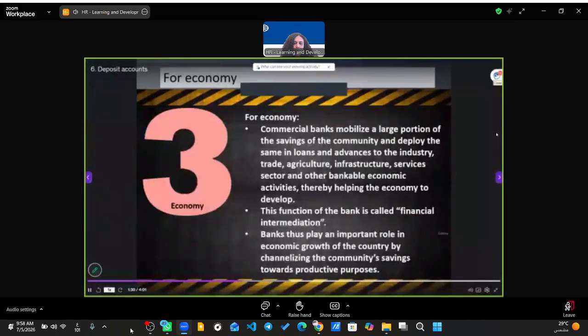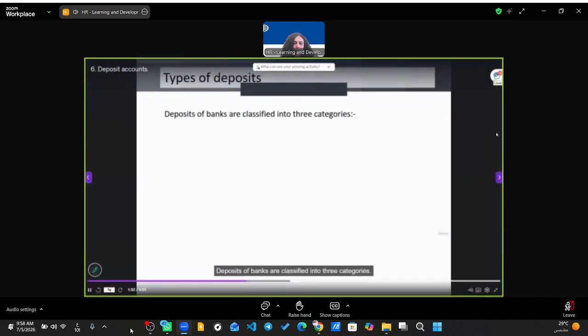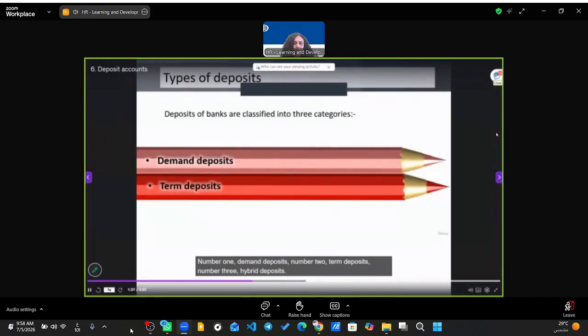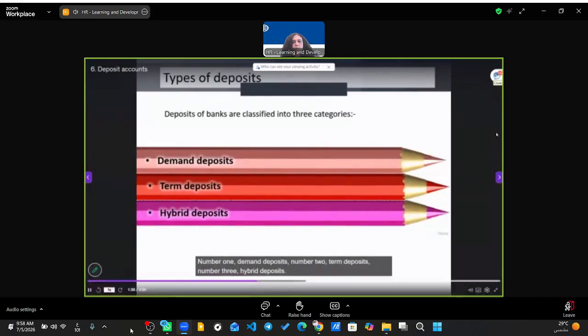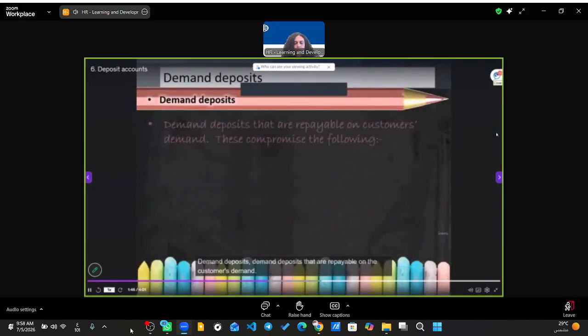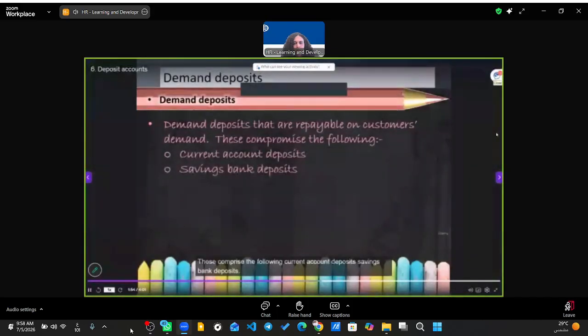Deposits of banks are classified into 3 categories. Number 1, demand deposits. Number 2, term deposits. Number 3, hybrid deposits. Let's take a look at each of these deposits in detail. Demand deposits are repayable on the customer's demand. These comprise the following: current account deposits, savings bank deposits, call deposits.